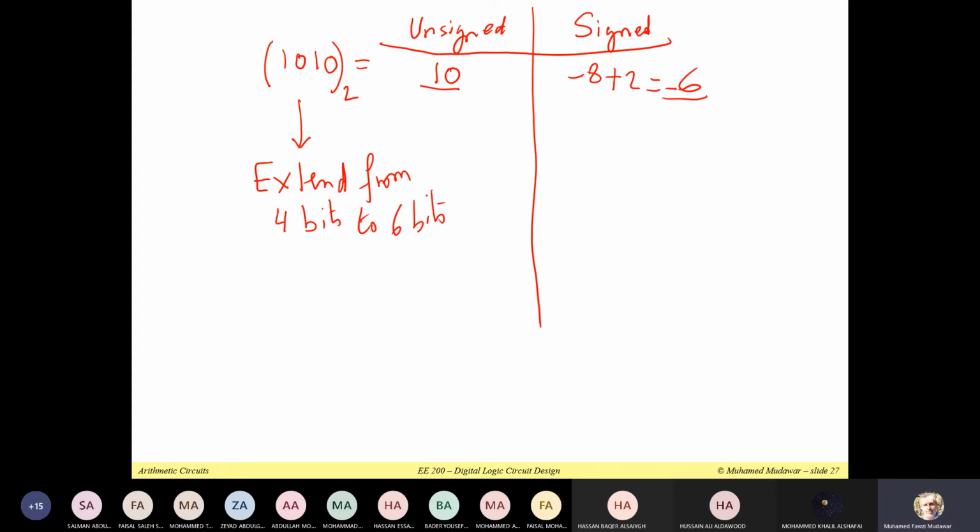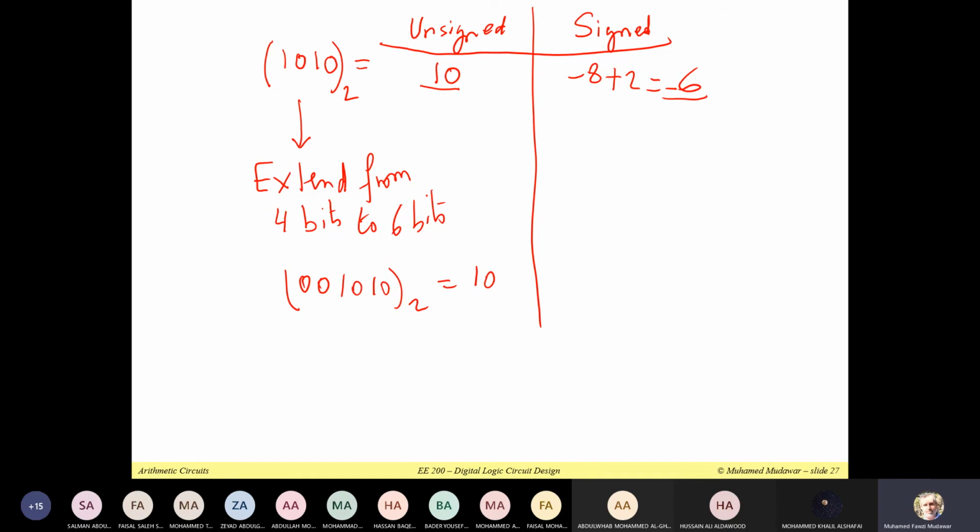So let us do it here. If it were unsigned, how do I extend it? Just add 2 zeros. Do you add 2 zeros to the left or to the right? To the left, yes, thank you. You have to be clear about your answer. So it will be 0, 0, 1, 0, 1, 0. So this will also be equal to 10. But this will be 6 bits, right?